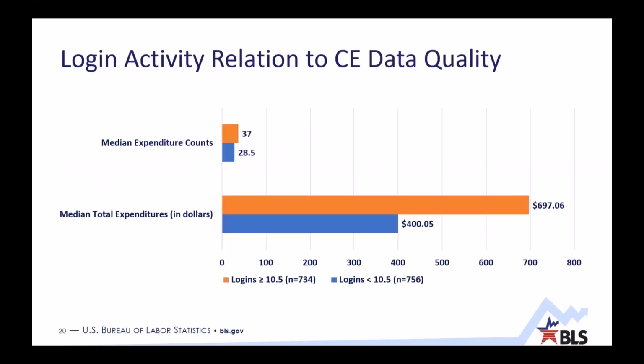And first, we look at median total expenditures and expenditure counts in 2021 by the number of logins, and we cut the two groups by the median point. So those with 10.5 or greater logins were in the high group, and those with less were in the relatively low group. And we see that in the higher group, the median total expenditures and counts were a good bit higher.